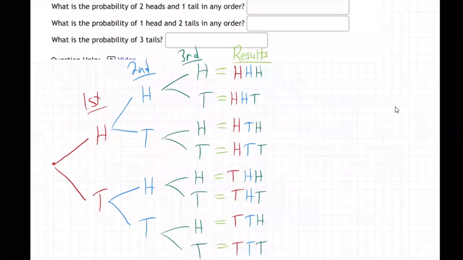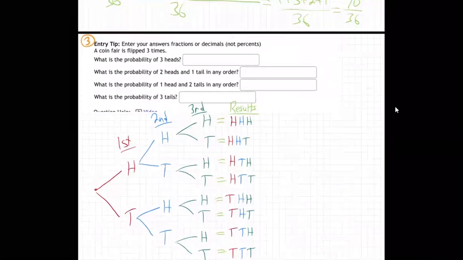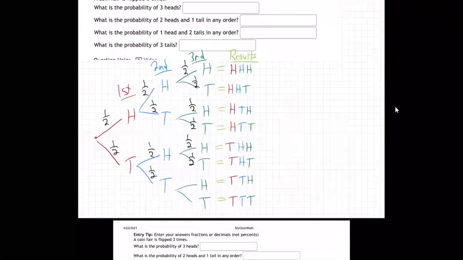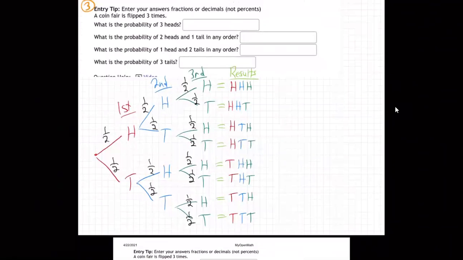All right, now the probabilities go on the branches. What are the probabilities? Well, all these are half, right? Because the chance of heads is always a half, chance of tails is always a half. So I'm just going to put halves on all these little branchings, because every time we flip a coin, the chance we're going to get heads is a half, chance we're going to get tails is a half.